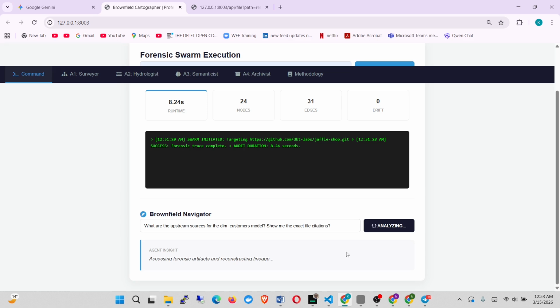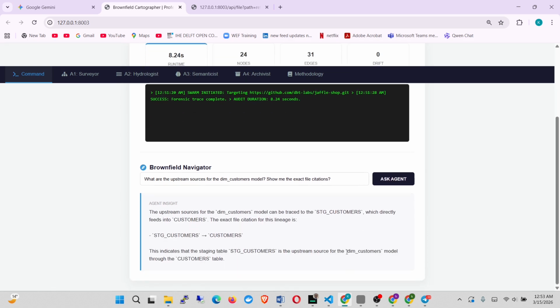As you see, the navigator isn't just guessing, it's performing a graph traversal. It correctly identified the stage customers, the stage orders, the root sources, by citing the specific file paths, like this file path over here, model mart core customers SQL. The system provides a map of truth, 100% grounded in the pre-decoded data, not LLM hallucination. Let's go to the next part.